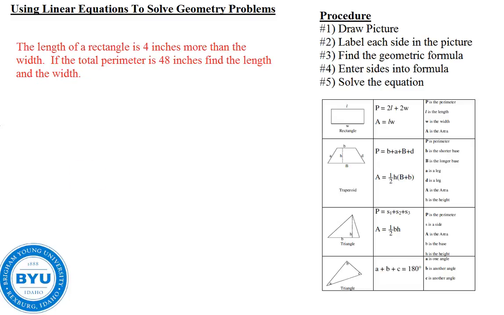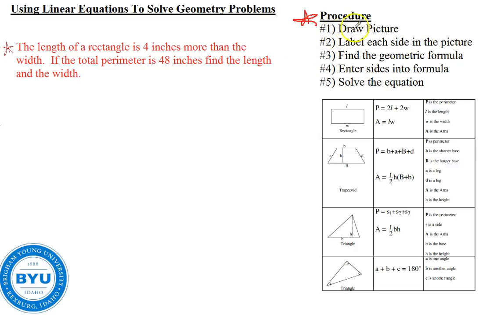Hello and welcome to this quick refresher video on how to use linear equations to solve geometry problems. Now I've got a question here that we're going to work through. It says that the length of a rectangle is 4 inches more than its width. If the total perimeter is 48 inches, find the length and the width. So to do this, we've come up with a 5-step procedure that you should follow.